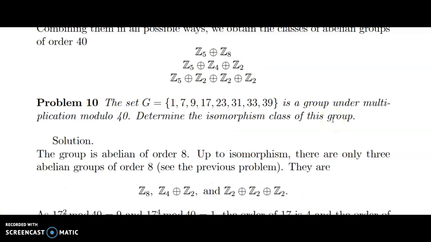Problem 10. Let G be the group consisting of these 8 numbers under multiplication mod 40. So it is given that these numbers form a group under this operation. We don't have to check this anymore. Determine the isomorphism class of this group.